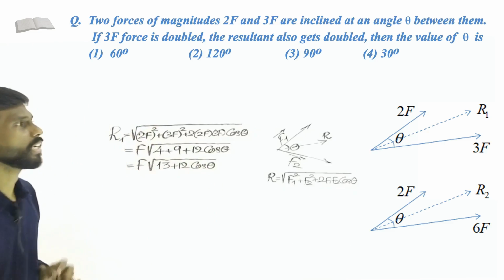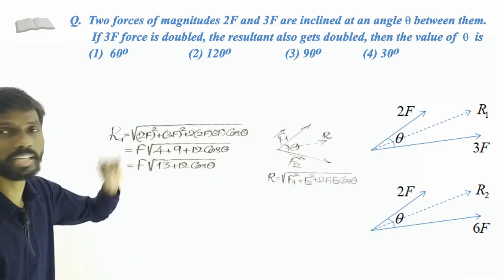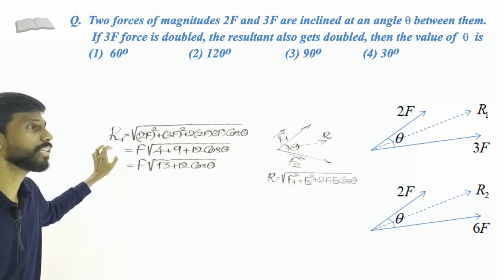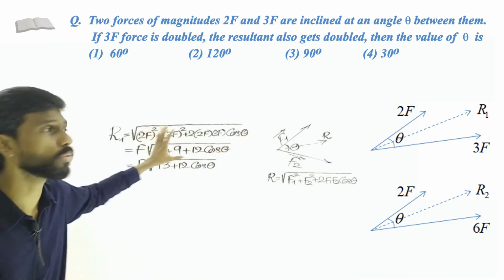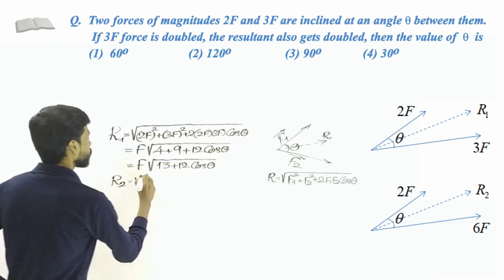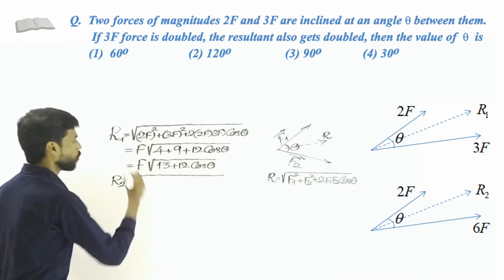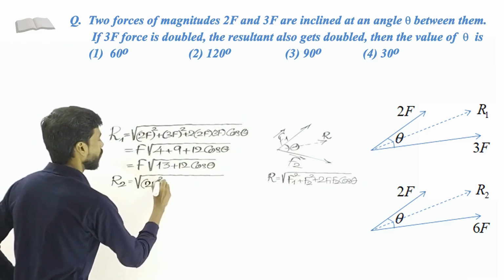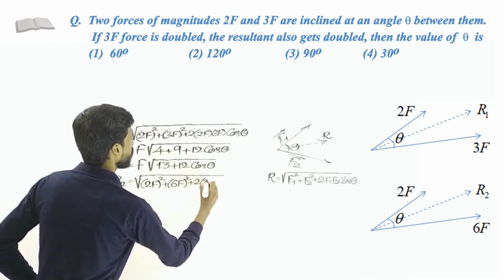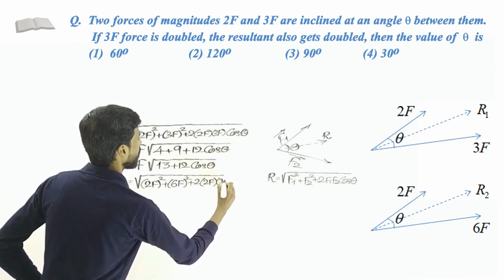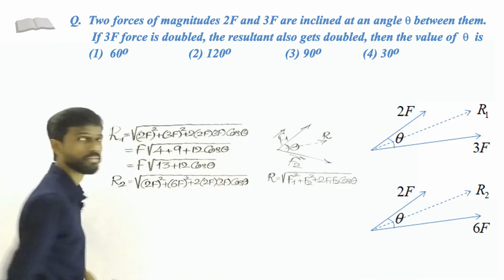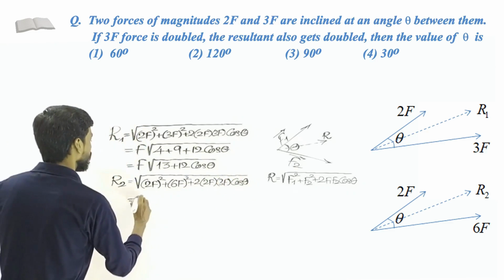Now in the second case, instead of the 3f force, we have 6f, right? And the resultant also becomes 2 times the resultant in this case. Alright, so let us use that relation. The same formula can be used. So let us find R2 here. So 2f square plus, instead of 3f we have 6f, 6f square, plus 2 multiplied by 2f, 6f multiplied by cos theta, since the angle is the same in these two cases, right? So let's simplify this. Again we can take this f out.